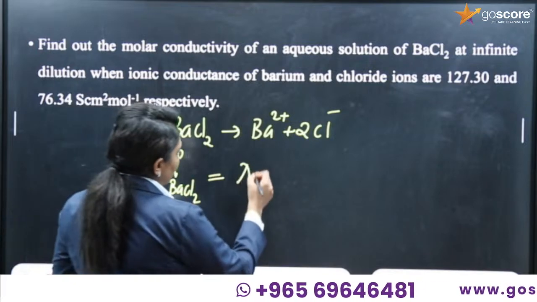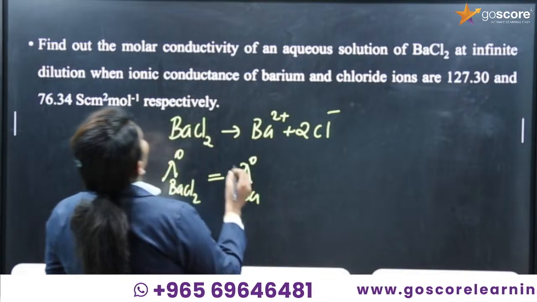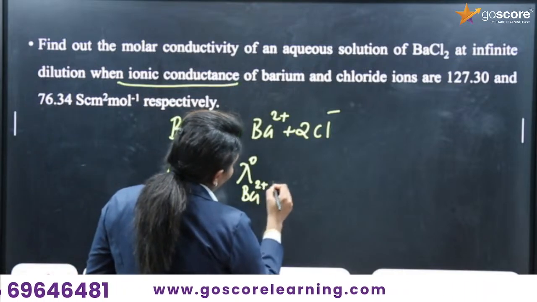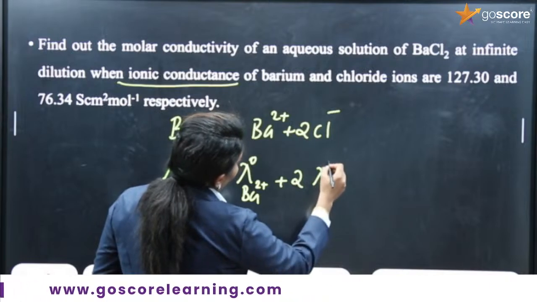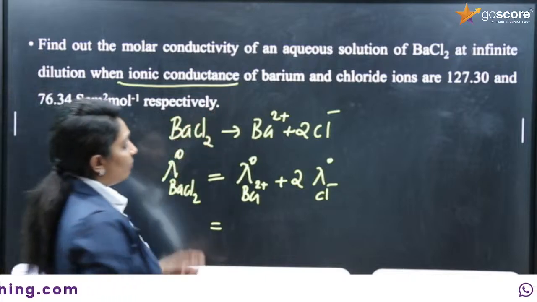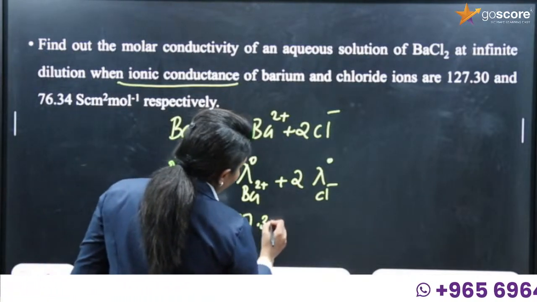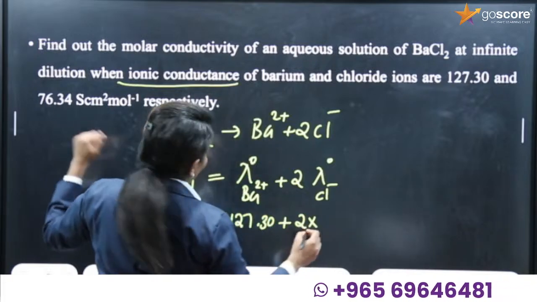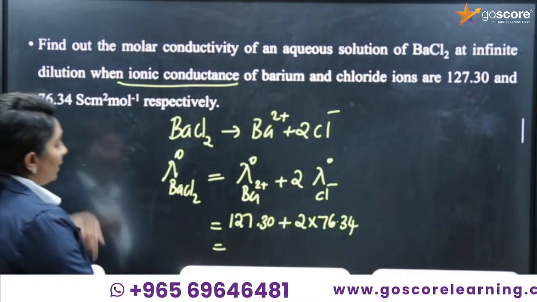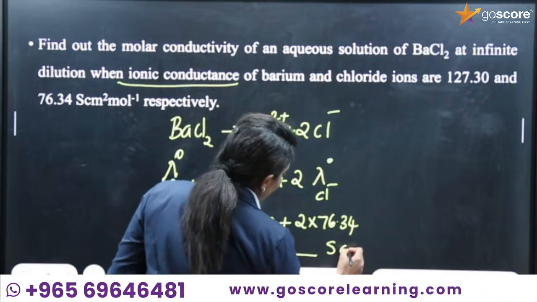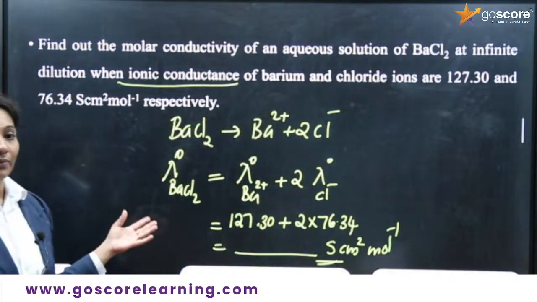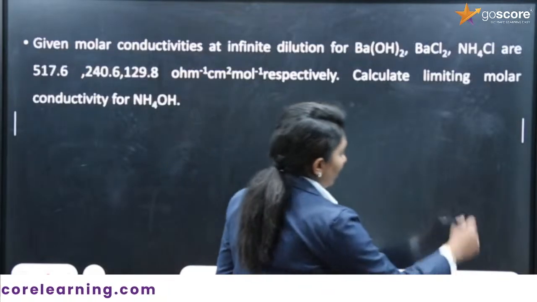It's nothing but the sum of the limiting ionic conductivities which are given: the limiting ionic conductivity of Ba2 plus plus 2 into the ionic conductivity of Cl minus. Then simply by substituting the values, the barium value is given, 127.30 plus 2 into 76.34. By simply doing the calculation, your final answer will be in Siemens centimeter square mole inverse. You will get the value. Okay. That's a very simple application.